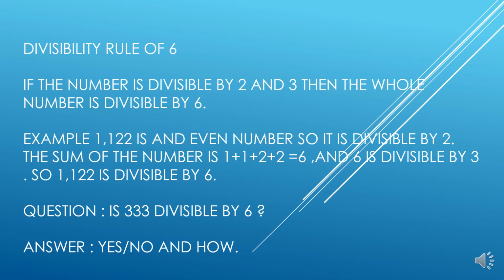Yes, so the divisibility rule of 6. This is also easy, but if you want, you can also give the answer below in the comment section much more clearly. If the number is divisible by 2 and 3, then the whole number is divisible by 6. So first we have to do two tests. For example, I have 1,122. The last digit should be even. It's an even number because it has 2 in the last digit, so it is divisible by 2.